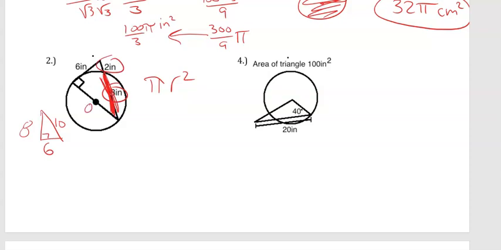Everybody good with the whole side being 8? What's the radius going to be then? 4. So we can say pi times 4 squared. And that gives us 16 pi inches squared.